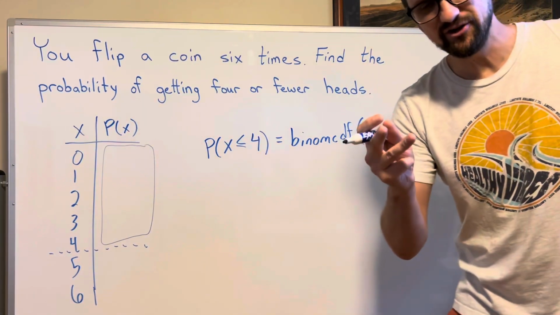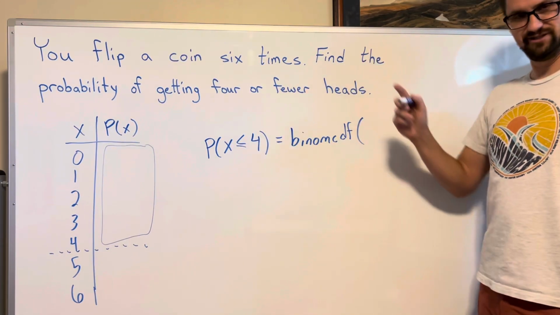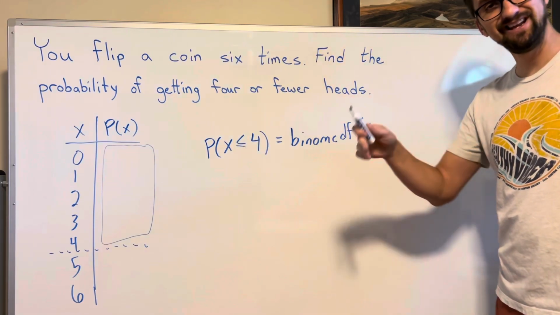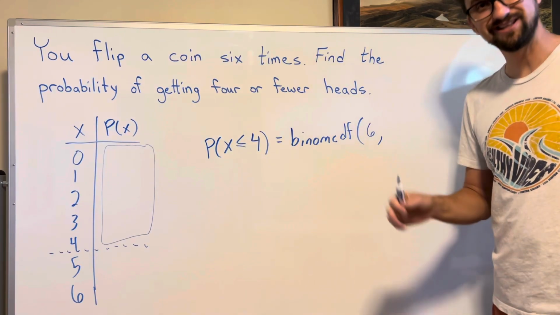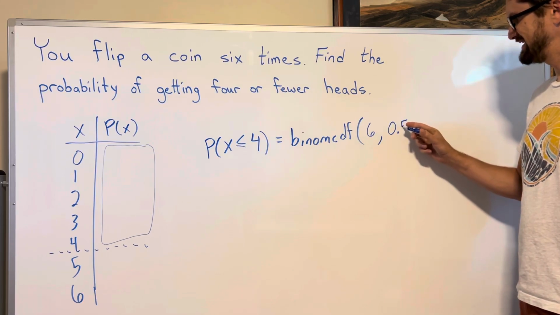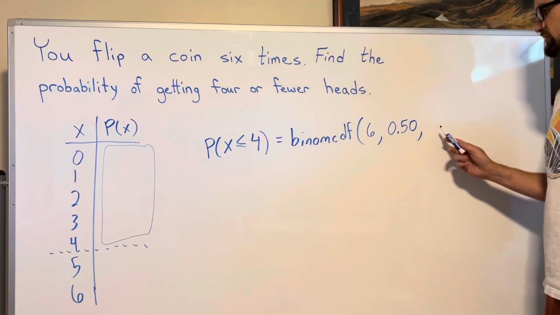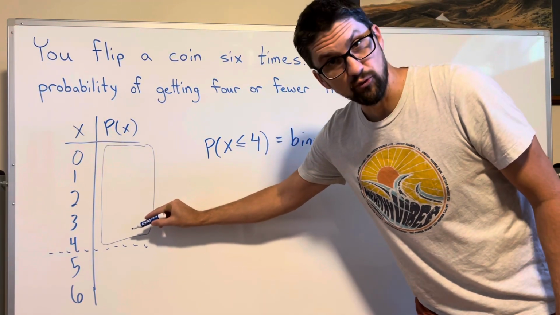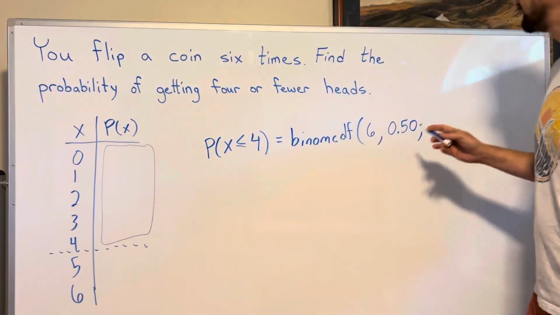You're going to have to tell the calculator 3 things. The number of trials, which is the 6 flips. The probability of getting a success for each trial, the probability of getting a head for each trial. That's 50%. Put it in as a decimal, 0.5. And then what you want to do is tell it the number right here, 4. It's going to take 4 and add the 3, the 2, the 1, and the 0 case to it.